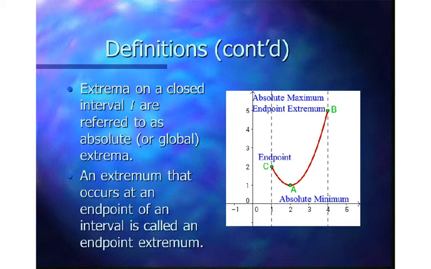When we're looking at a closed interval, extrema on that interval are referred to as absolute or global extrema. I will usually use absolute, but you might see both. An extremum that occurs at an endpoint of an interval is called an endpoint extremum. So you can see that b is the absolute maximum on this interval, and a is the absolute minimum. And furthermore, because b is an endpoint, it's an endpoint extremum. Notice that c is an endpoint, but it is neither a minimum nor a maximum, so it's just an endpoint.